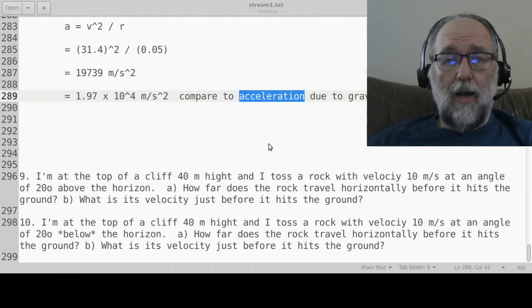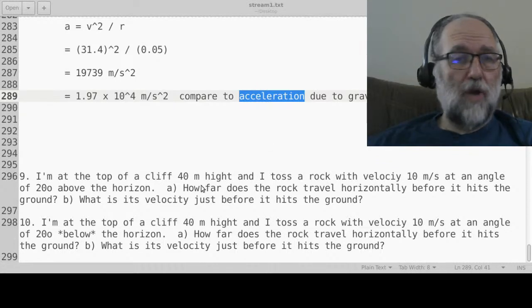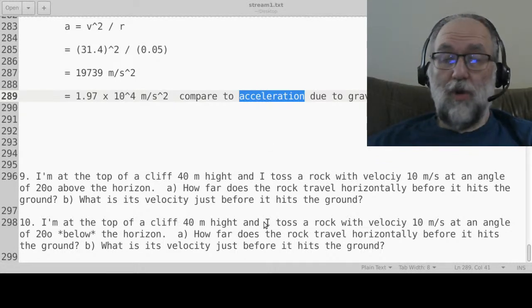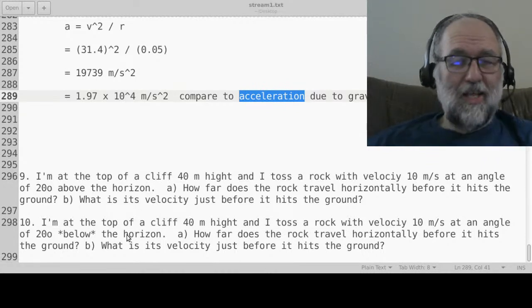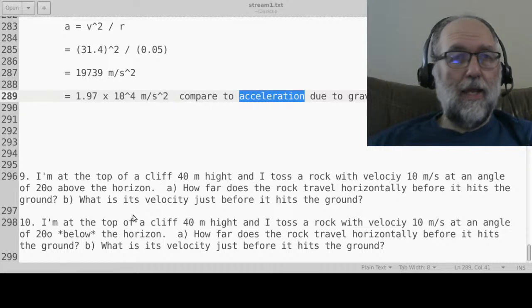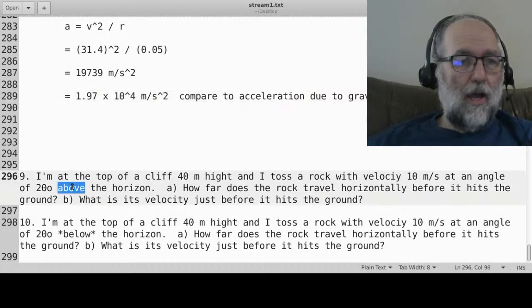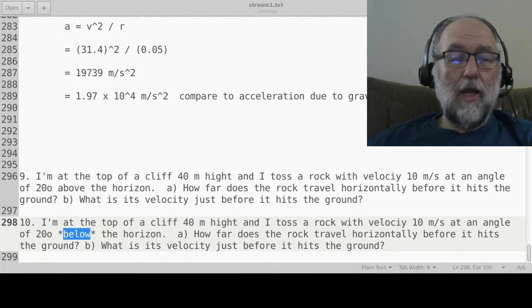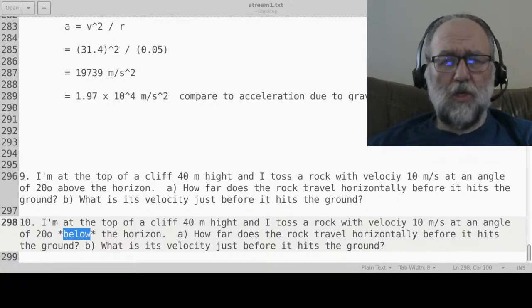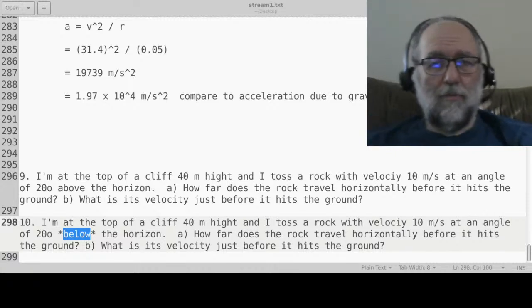Okay, let's finish off these last two problems and then we're done with our review. They're both projectile motion problems. They're very closely related to one another. As you can see, the language is almost identical. There's just one word that's different between the two, and it's this word right here, above and below. So let's read number 9 and go through it. Number 10 will be pretty quick because we'll be able to use a lot of the numbers from number 9.